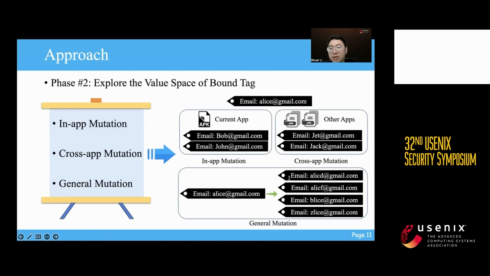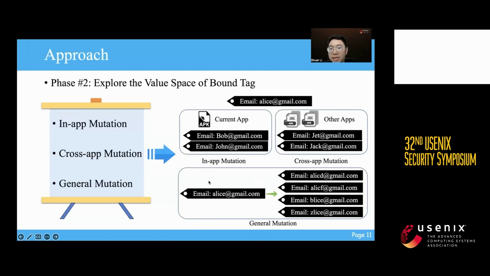If in-app imitation does not work, cross-app imitation will be used to increase the possibility of forging valid bound tags. Its core idea is to refer to user tag values shared by services in other apps. For example, if other apps share email addresses such as jet@gmail.com, this email address can also be used as a seed for crafting bound tags. Finally, if neither in-app imitation nor cross-app imitation works, UTSFuzzer will apply general imitation on string and numeric bound tags. For example, alice@gmail.com will be imitated into 4 candidate values as shown here.